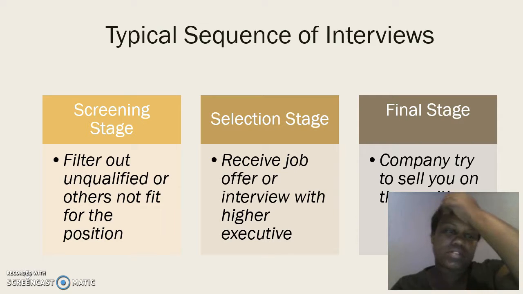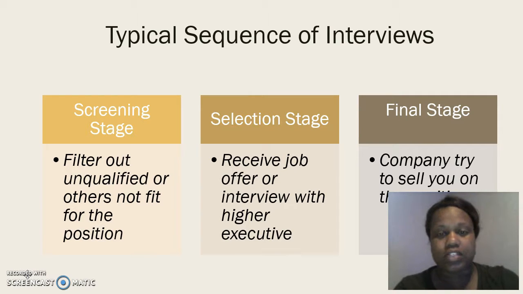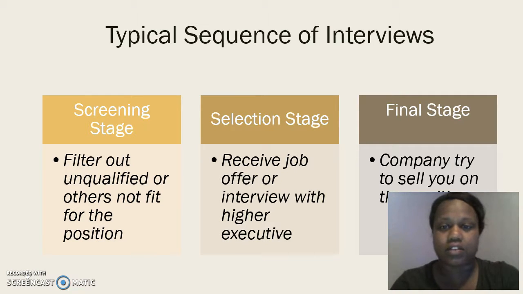There's a typical sequence of interviews, starting with a screening stage, where they filter out unqualified candidates or others who are not fit for the position. Then they move on to the selection stage, where you interview with the higher executives, or the finals, and then receive a job offer. In the final stage, the company will try to sell you on the position.